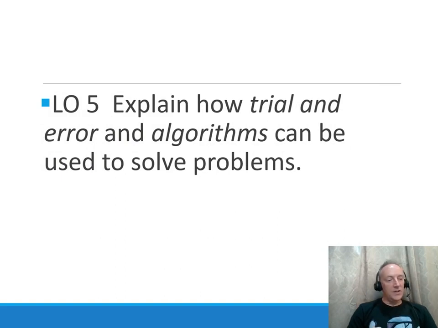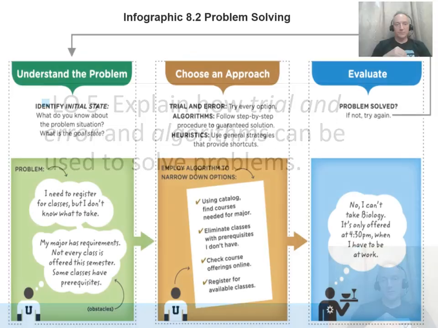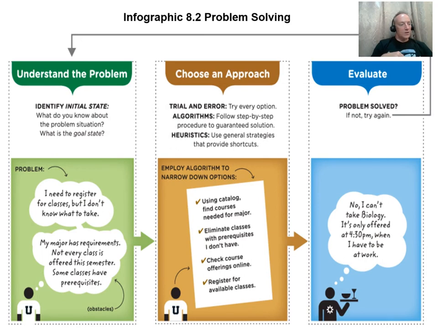All right, so the next objective is to be able to explain trial and error and algorithms. In order to do that, we need to first start with the idea of problem solving. It doesn't matter what approach we're going to talk about, and we're going to talk about 3 approaches in this chapter: trial and error, algorithms, and heuristics.